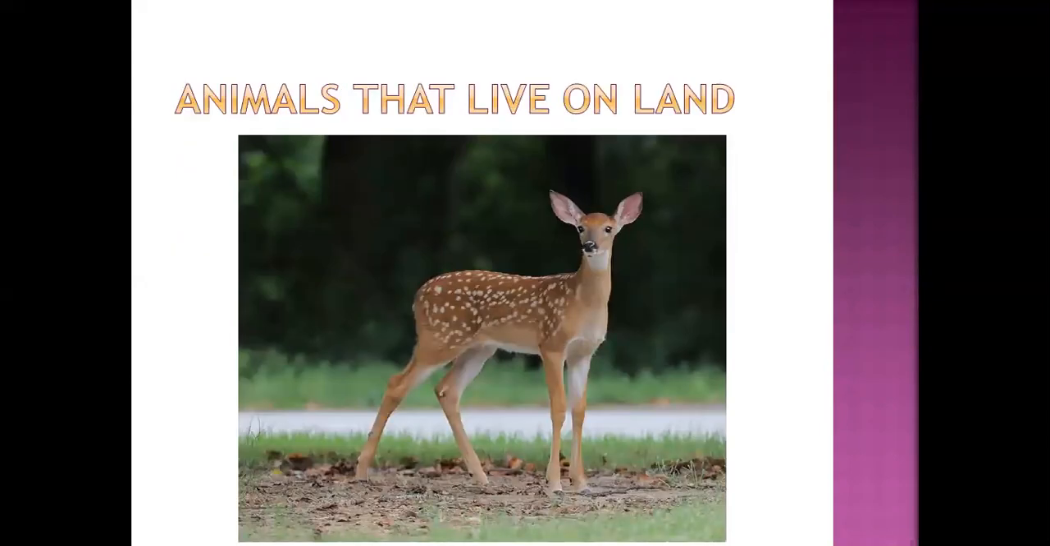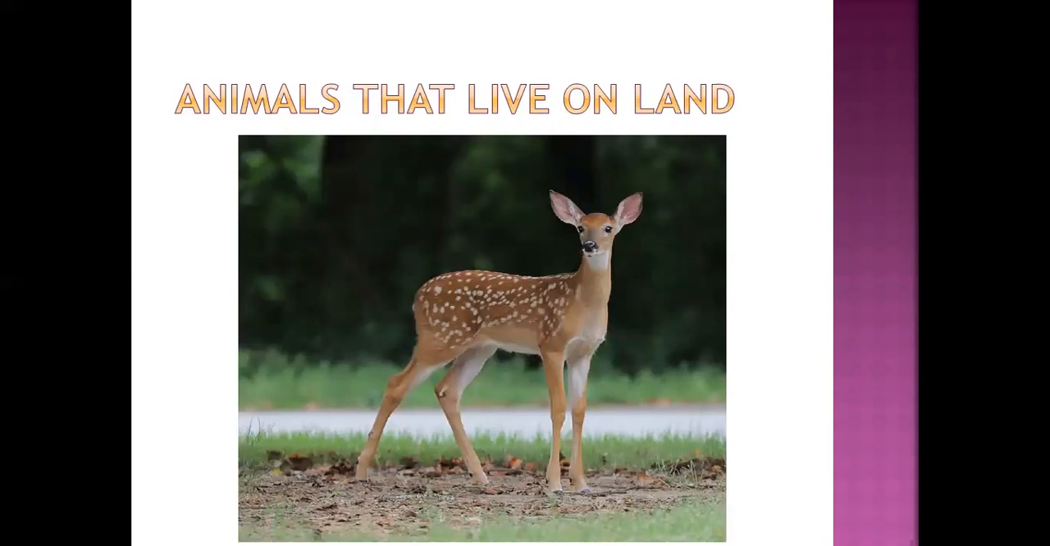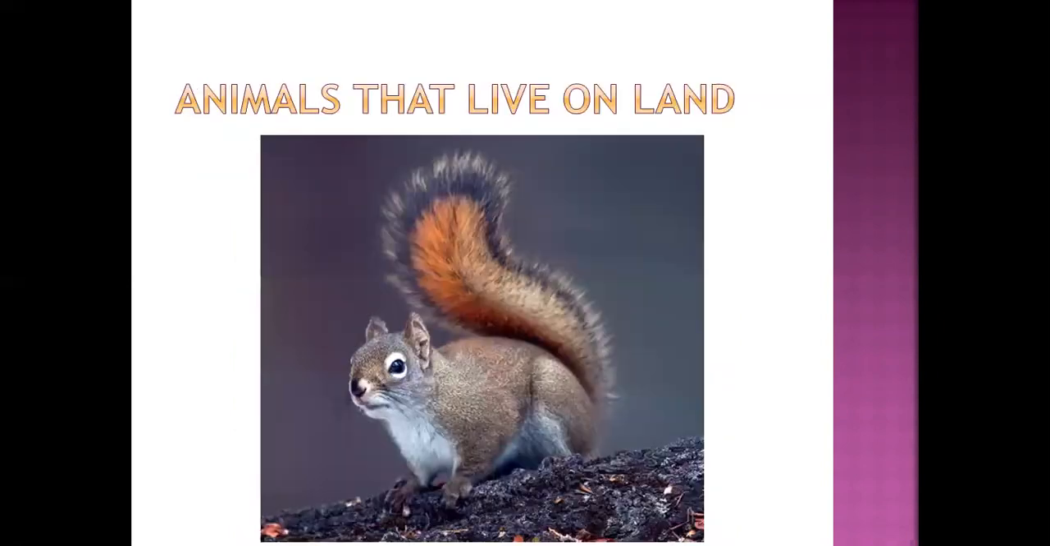Now here is the picture of a deer. Now properly see the legs of the deer. The deer has got very thin legs, and that is the reason it can run very fast. So maybe when it's being attacked by a lion or a tiger, the deer runs really fast. Now here is the picture of a squirrel. So you can recall all the days that you've spent in school, maybe seeing squirrels when you are eating food.